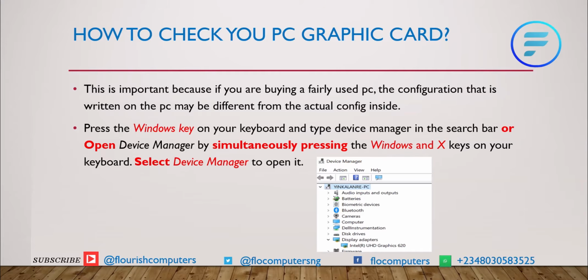All you need to do first is press the Windows key on your keyboard, and then type device manager in the search bar. Or you open the search by simultaneously pressing the Windows and S keys on your keyboard. Then you select Device Manager to open it. This is how it's going to look. Now I'm going to show you how we go about that on my system.